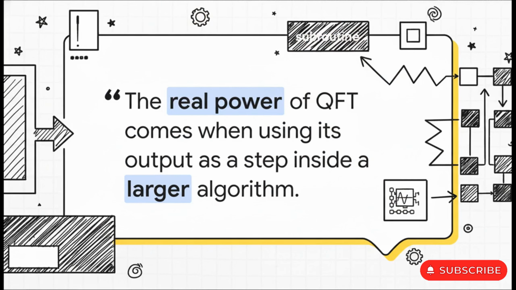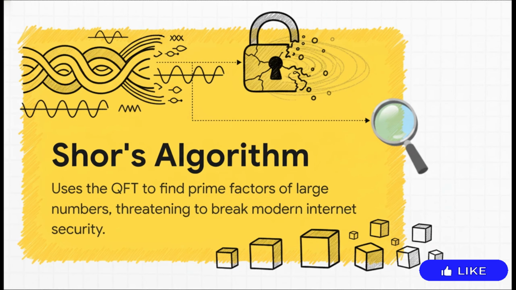So what's the point? Well, here's the secret. The real power of the QFT is unleashed when you realize you can't use it alone. It's not the main event. It's a subroutine, an incredibly powerful tool that you use as one step inside a much bigger, much more clever quantum algorithm. And the most famous example of this is the legendary Shor's algorithm.